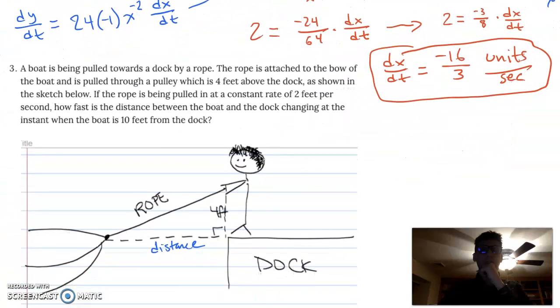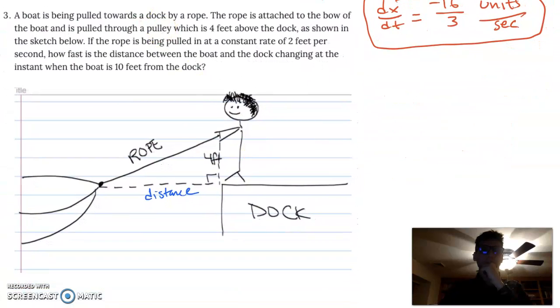Alright, let's look at this next one with this funky drawing that was provided by the Drexel website. So, a boat is being pulled towards a dock by a rope, and this was a fun one for me to think about. Hopefully you enjoyed it too. The rope is attached to the bow of the boat, and is being pulled through a pulley which is 4 feet above the dock. So he's pulling on this pulley. The rope's being pulled at a constant rate of 2 feet per second.